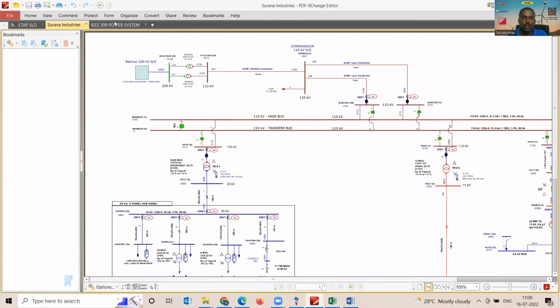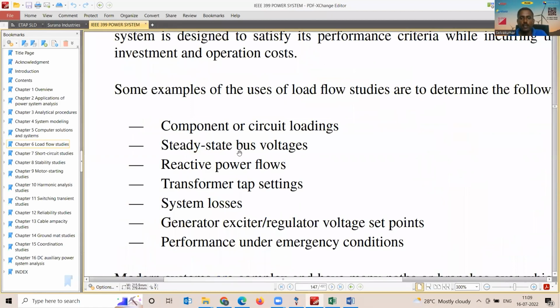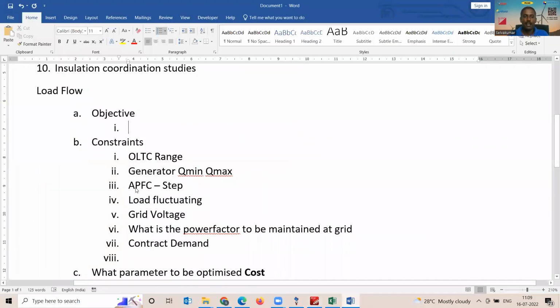So that's the other perspective we need to look at. And coming back to this, of course, you need to have steady state bus voltage, and probably we have not really added some constraints. Definitely voltage is a constraint. What's the acceptable voltage range? Plus or minus 10%, plus or minus 5%. That's a constraint. You cannot optimize the loss by increasing the voltage by 150%. The maximum voltage, plus 5% or plus 10%, is a constraint.